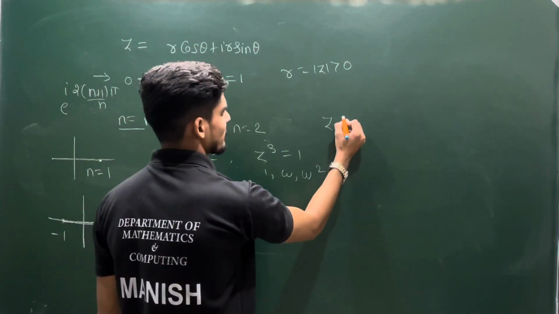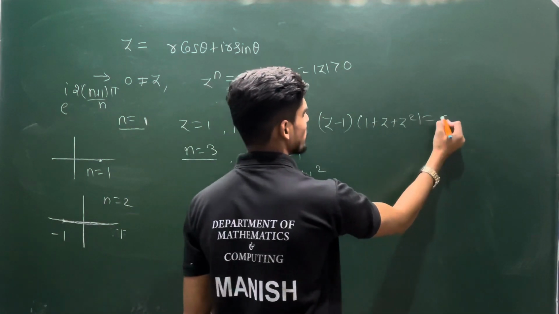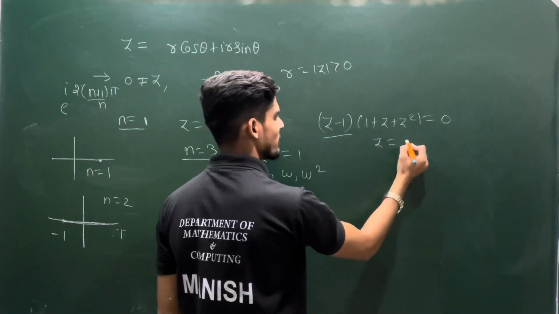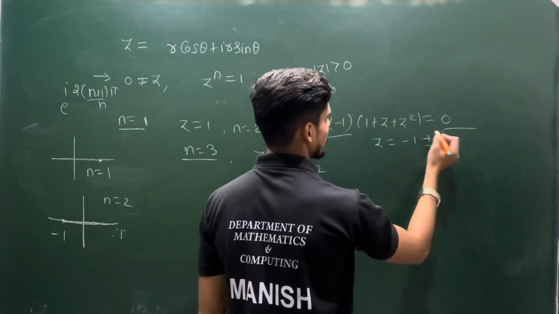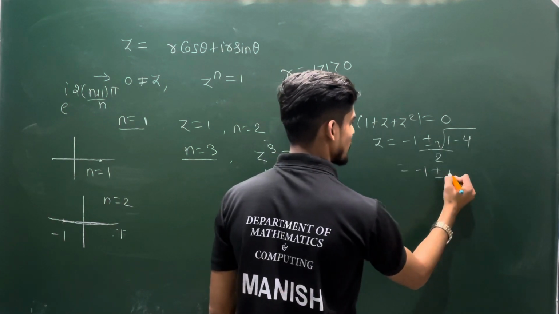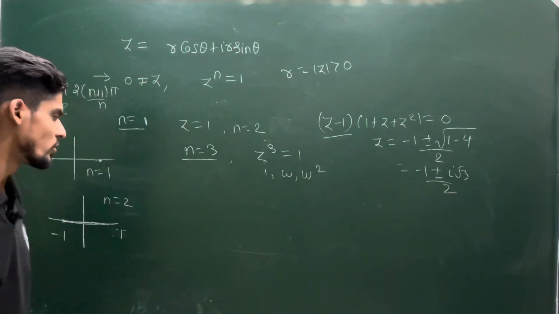This is the same as (z minus 1)(1 plus z plus z square) is equal to 0. The root here is 1, and the other roots can be computed by z is equal to -1 plus minus square root of (1 minus 4) by 2, which will be -1 plus minus iota root 3 by 2. Let us draw these roots on the complex plane.